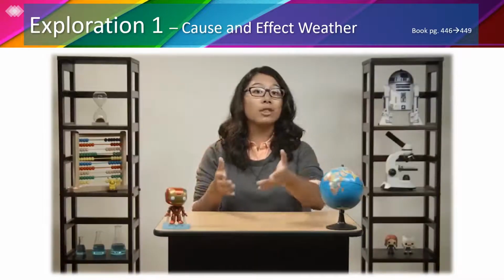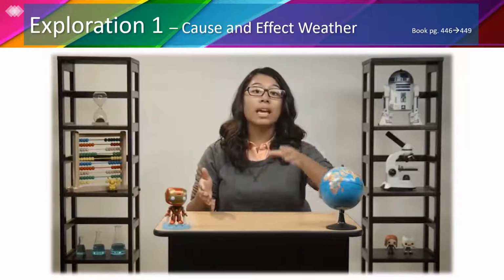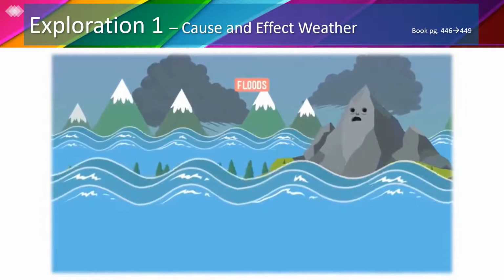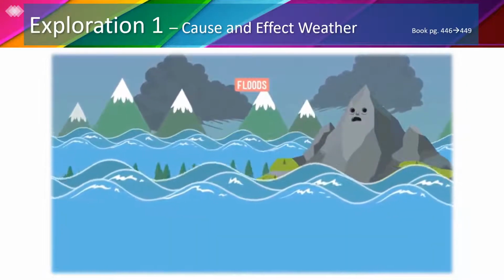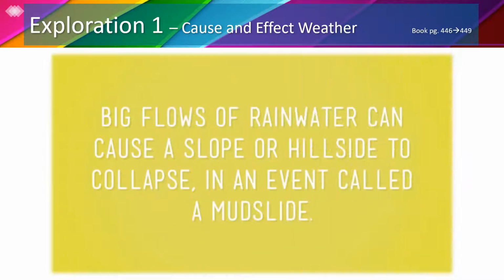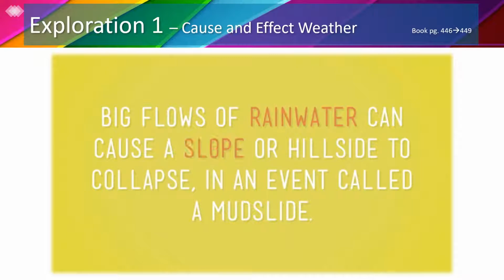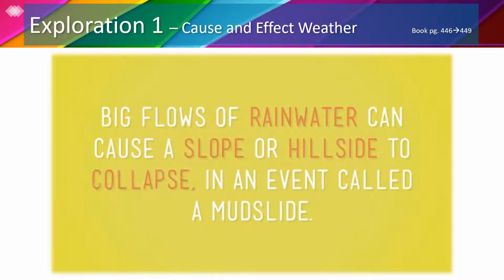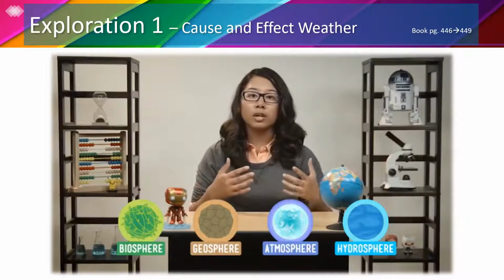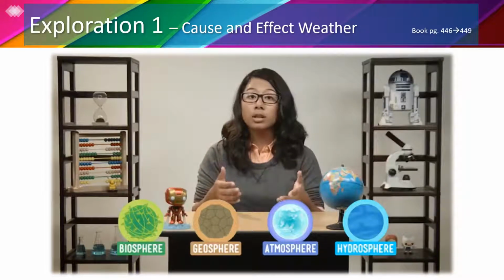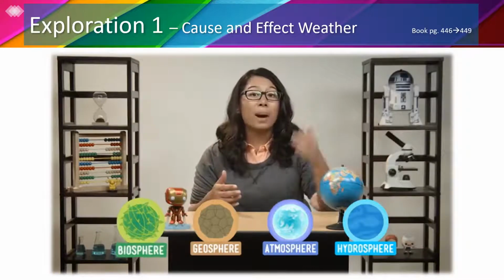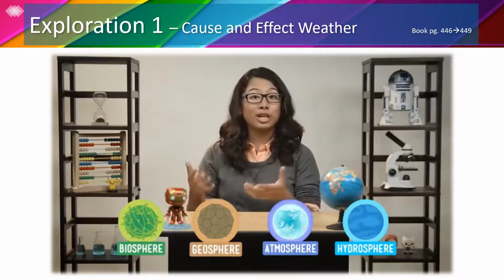And finally, even the ground, as solid as it might seem, can be reshaped by severe weather. Strong, recurring floodwaters act like powerful rivers and can actually wear down rocky formations like mountains over time. And sometimes big flows of rainwater can cause a slope or hillside to collapse in an event called a mudslide. The atmosphere interacts strongly with the other spheres of the environment, particularly when it's cooking up severe weather. It can even move things in the biosphere and reshape the geosphere.